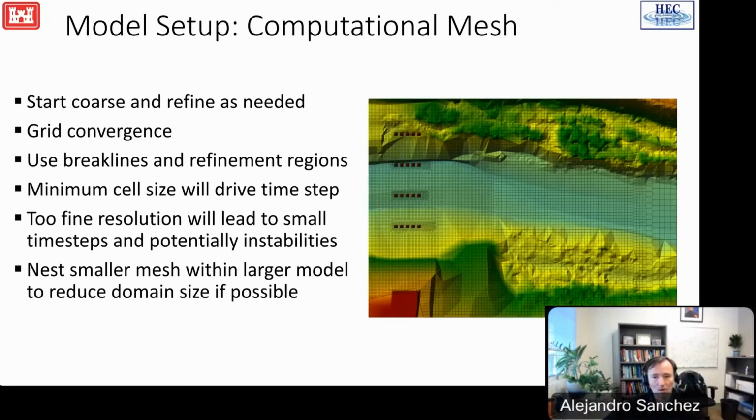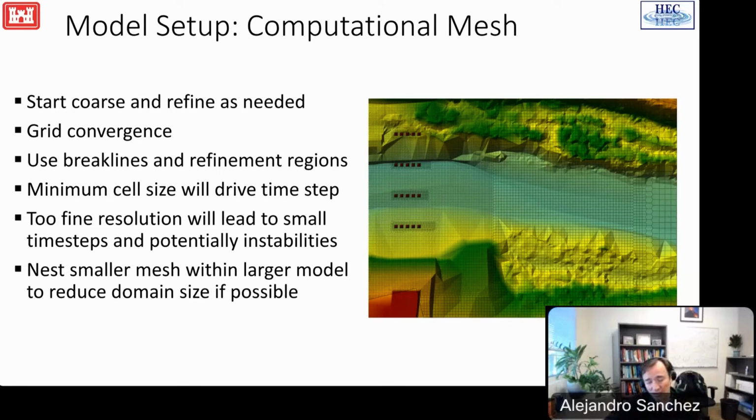So more on mesh resolution, right? When you're doing detailed modeling, you start coarse and you refine. You should do grid convergence. From what I see users doing, the biggest issue people have is they start with a super fine resolution model, and then they have slow time steps and they have instabilities. You should start coarse and let the model results guide you in where you put higher resolution. It'll go a lot faster.